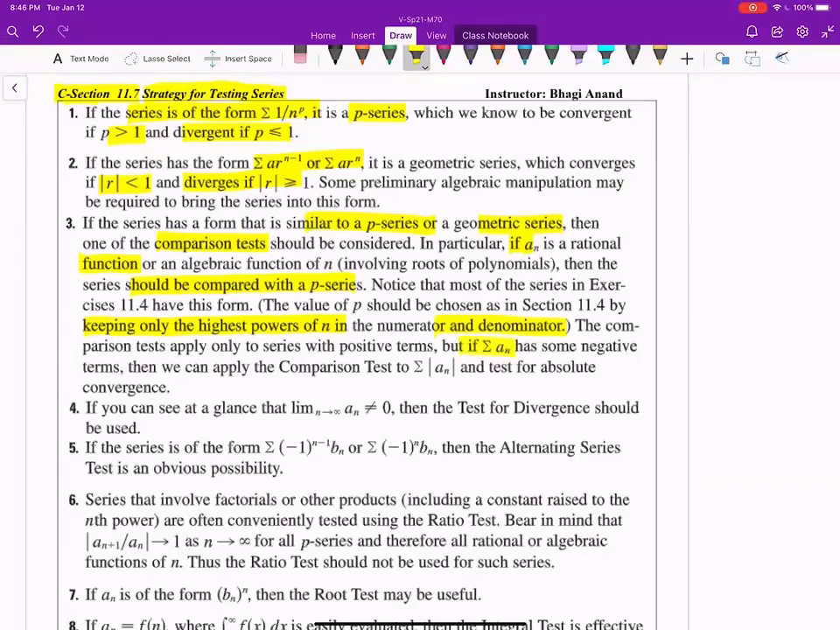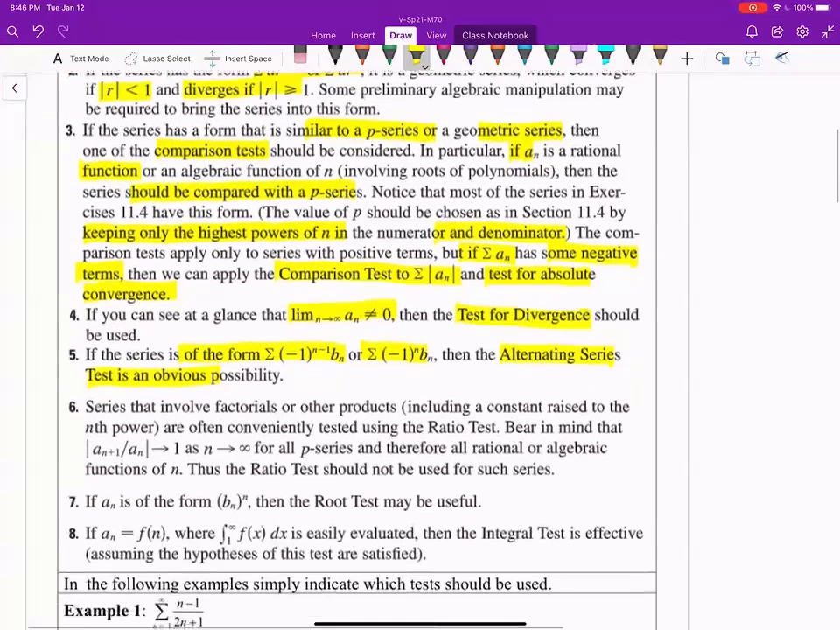If sigma a_n has some negative terms as well, then we can apply the comparison test to sigma absolute value of a_n and test for absolute convergence. If right away the limit as n approaches infinity of a_n is not equal to 0, then the test for divergence should be used. If the series has alternating positive and negative terms, with negative 1 to the power n minus 1 involved, then the alternating series test is an obvious option.